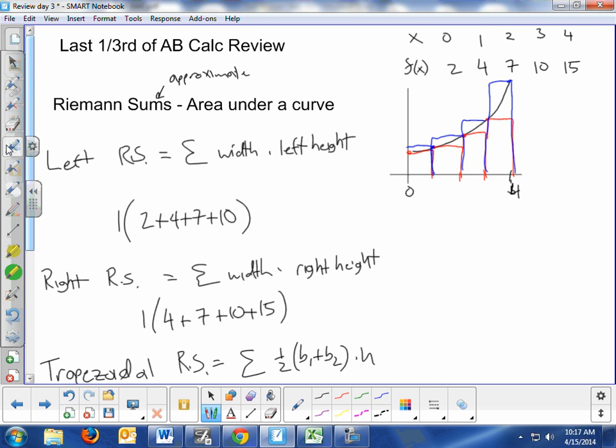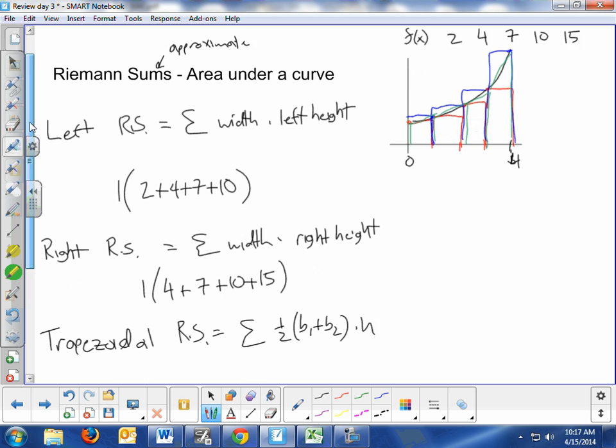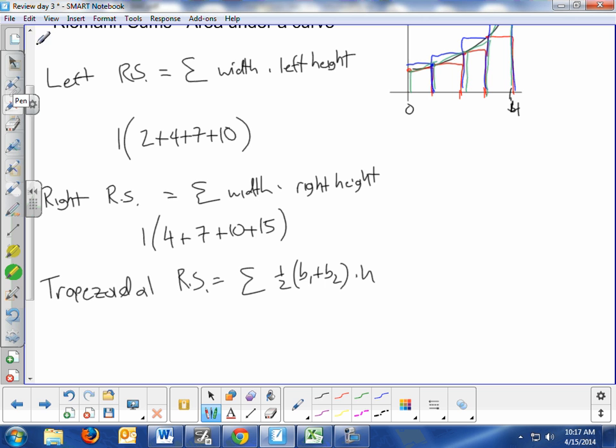What ended up happening is you'd kind of connect these two left and right heights, and you'd pop a triangle on top of your left Riemann sum to give you a better approximation. Now, the shortcut, if the width is consistent, ends up just being 1/2 times your consistent width times your first height plus your last height plus double all of your middle heights. If you remember that.